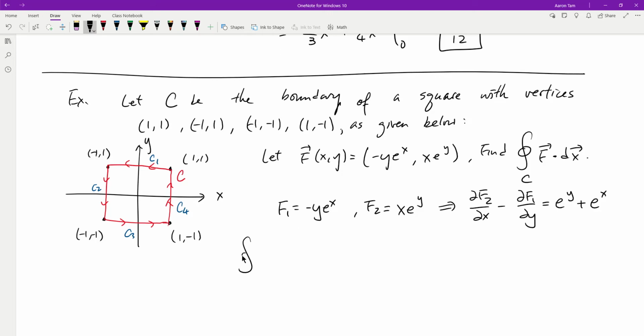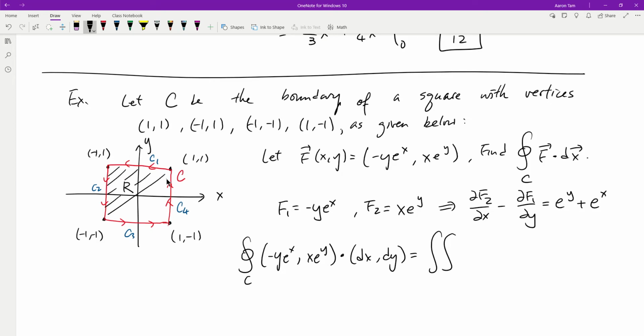So therefore, the closed curve integral over C of f dot d vector x, or actually maybe I'll write it this way, of negative y e to the x, x e to the y, dot product dx, dy, is basically equal to a double Riemann integral over, I don't know what I'm going to call the inside region, we're going to call it R, of e to the y plus e to the x dA.